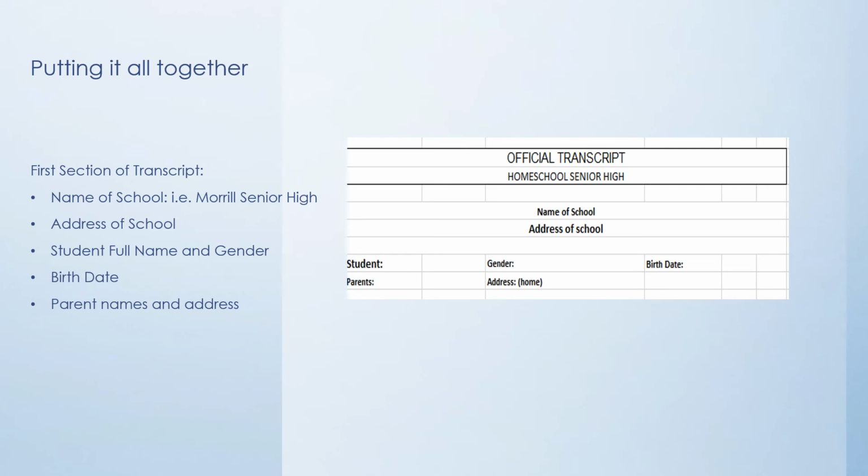So the first section, the top part, we titled it Official Transcript. We named our school Homeschool Senior High, or you could call it Moral Senior High. In our case, that's what we did. You want to include the address of the school. You want to include the student's full name, gender, birth date, and then we have the parent names and address. Just some basic information. No social security number. I wouldn't provide that unless the school asked specifically for that.